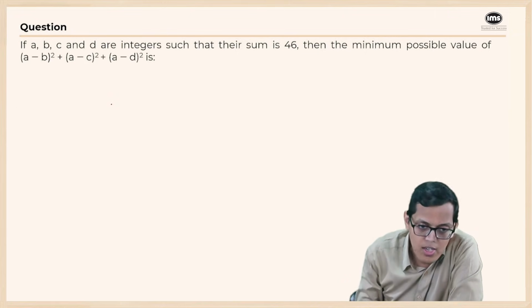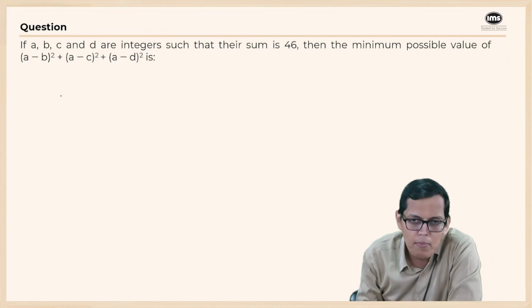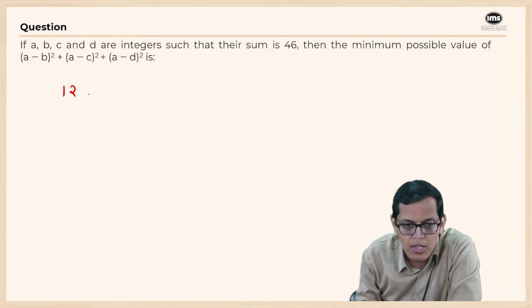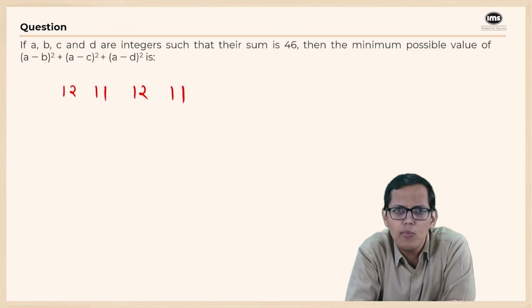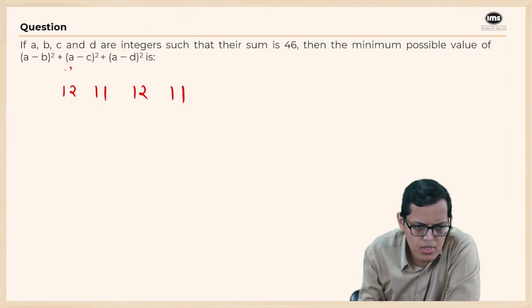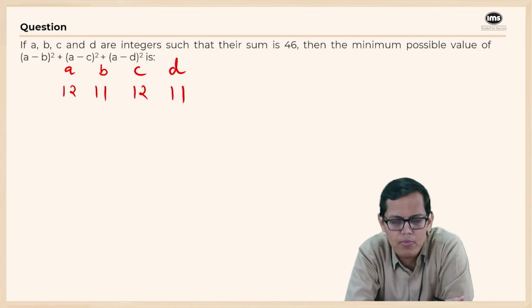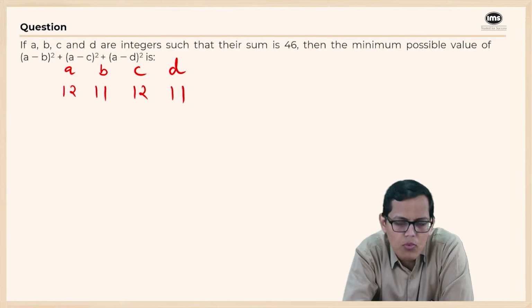So 46, I cannot divide it into 4 equal parts. I'll try to bring parts as close as possible. That would be 12, 11, 12, 11 in any random order. I can keep this A, B, C and D. You can shuffle them as per your wish. So A, B, C, D, although they are not equal, they are as close as possible.